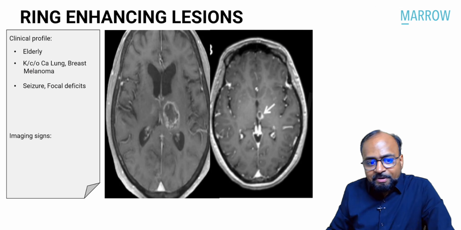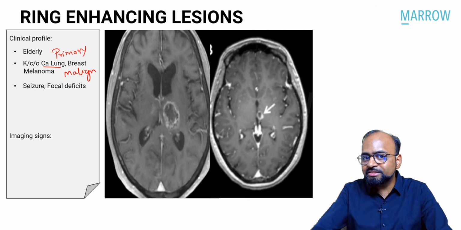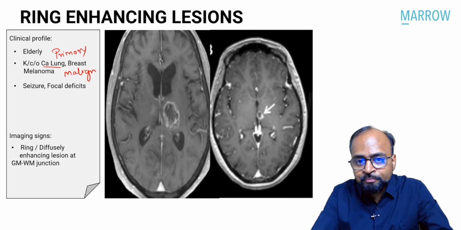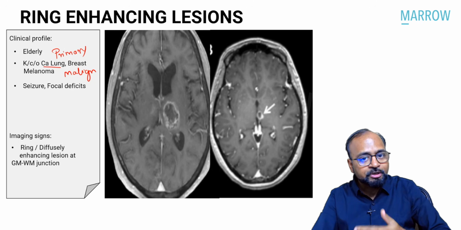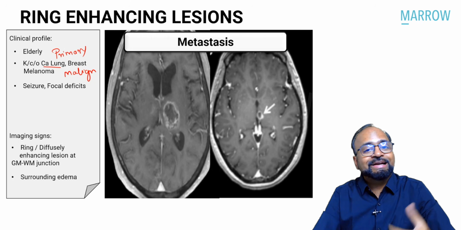You see an elderly patient with a known case of primary malignancy. So once you have a known case of primary malignancy or cancer and you see a ring enhancing lesion within the brain with seizures, focal deficits, what do you think of? You think of that primary tumor spreading into the brain. So then you think of metastasis.